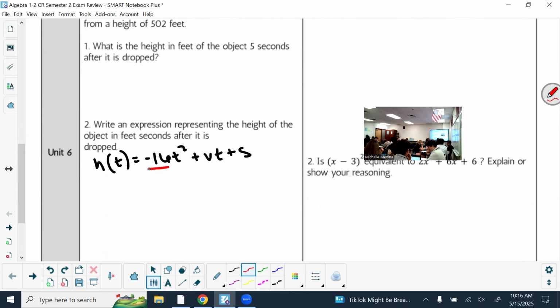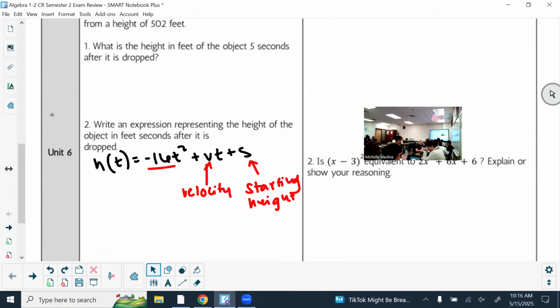But this comes from gravity. This is always the case, unless it's not on Earth. It's always going to be in front of the t squared. V stands for velocity. So if it tells you it's being launched at a velocity of 80 meters per second or something like that, that will go in front of the linear term. And s is for starting height. So I would expect velocity to be 0 if something is just being dropped versus being thrown. Right? Those speeds would be a lot different.